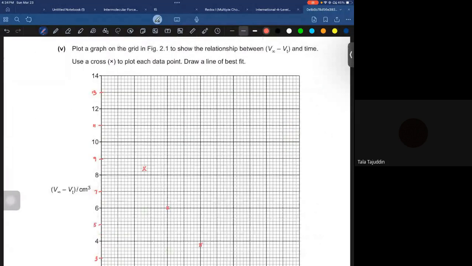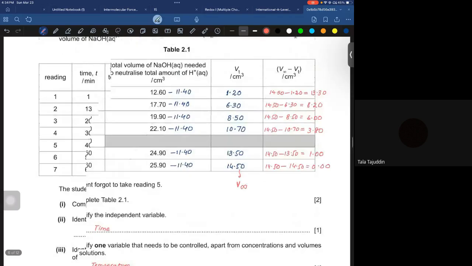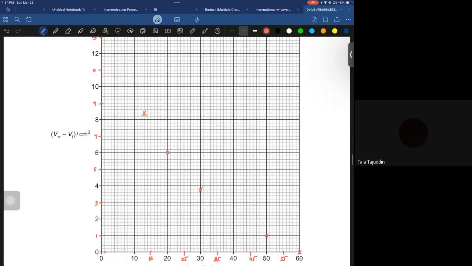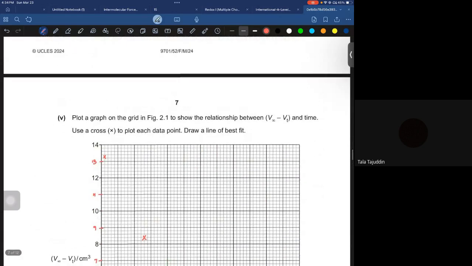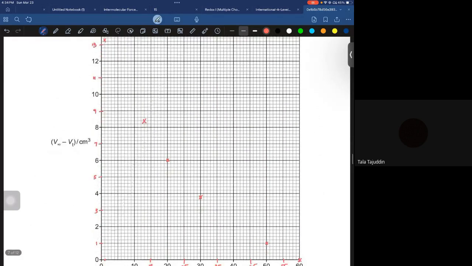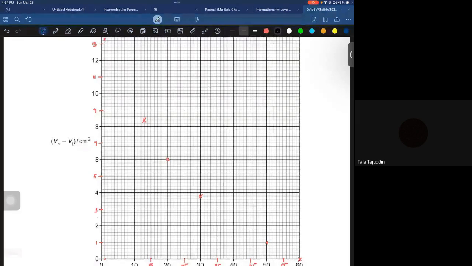13.1, 13.2, 13.3, 13.4. These are the values. What this is asking is to draw a line of best fit. People think that the line of best fit is always a straight line. No, no, it may be a curve.